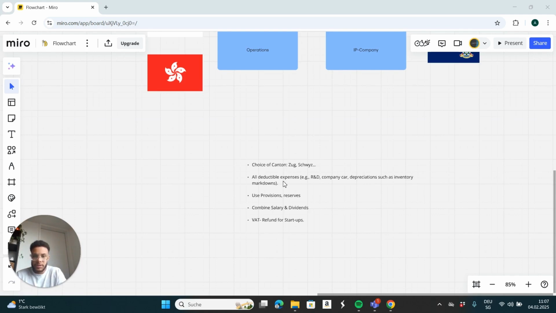The next thing you can do as an entrepreneur, as a business owner, is deduct every expense that is deductible. For example, your R&D costs, that you can in most cases deduct with even more than 100%. Your everyday expenses that are related to your company that often get forgotten, like your company car, can be deducted as well. You should always use depreciations in the right way. Your inventory markdown in Switzerland is allowed to deduct up to a third of your inventory.